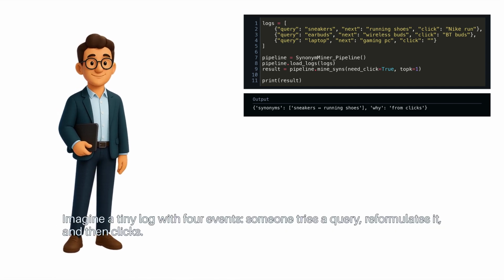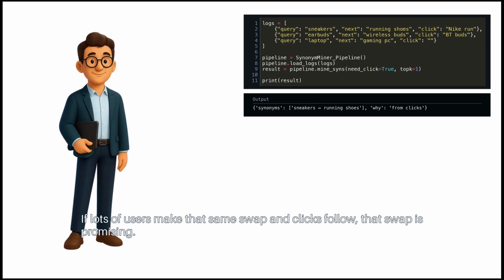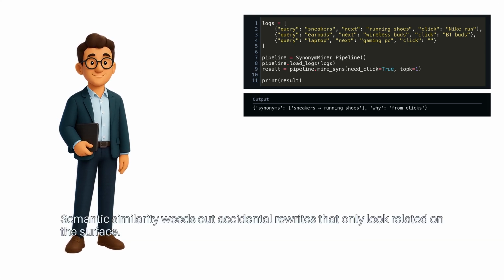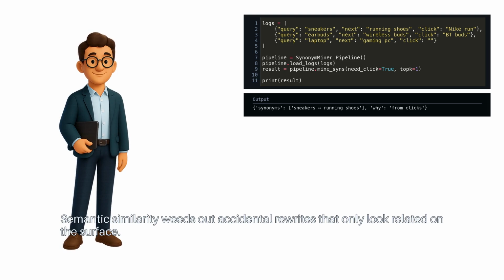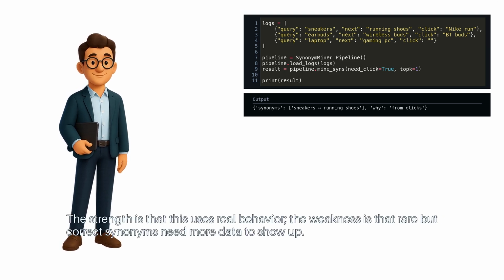Imagine a tiny log with 4 events. Someone tries a query, reformulates it, and then clicks. If lots of users make that same swap and clicks follow, that swap is promising. Semantic similarity weeds out accidental rewrites that only look related on the surface. The strength is that this uses real behavior. The weakness is that rare but correct synonyms need more data to show up.